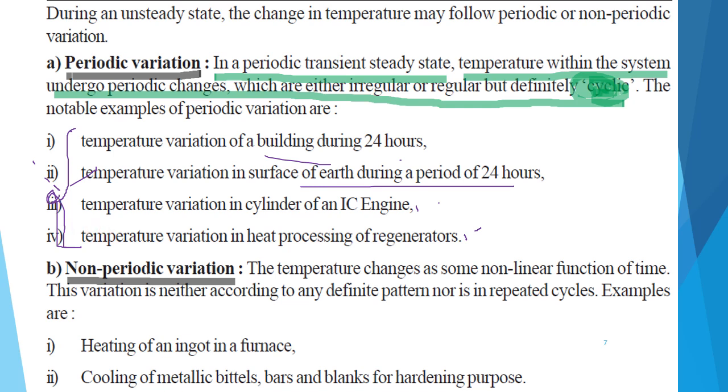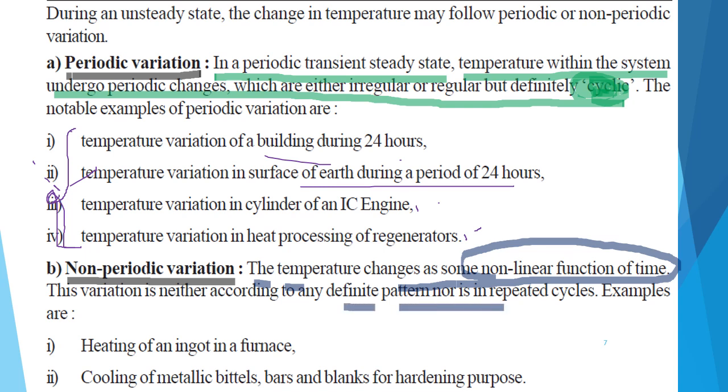Now the next thing we have to discuss is non-periodic variation. So what is non-periodic variation? The temperature change is not in cyclic form, or it follows some non-linear function of time, and a definite pattern is not repeated in a cycle. Here a definite pattern is not observed, like the heating of an ingot in a furnace.